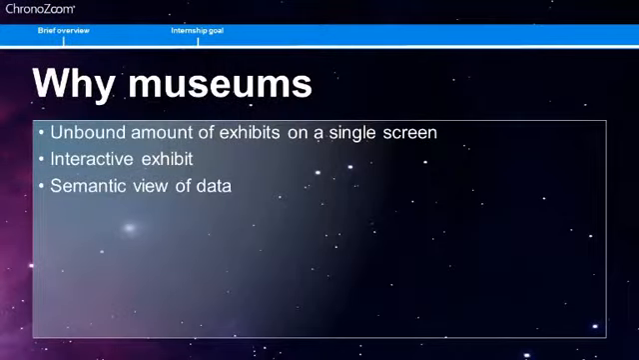We chose museums because of some features of ChronoZoom, such as that you can show as much data as you want on a single screen because of the zoom and pan experience. So the data amount is unlimited. It is interactive, which makes it very attractive for users, and it has a semantic view of data, which gives a different experience of exploring the data in context with other events. This is why it was very interesting to try to use it in a museum experience.